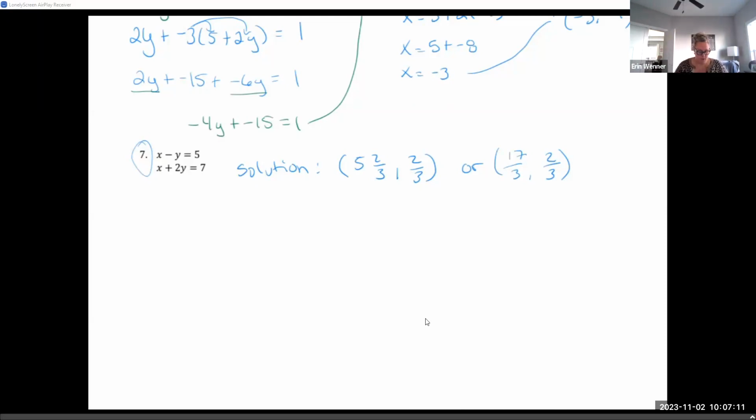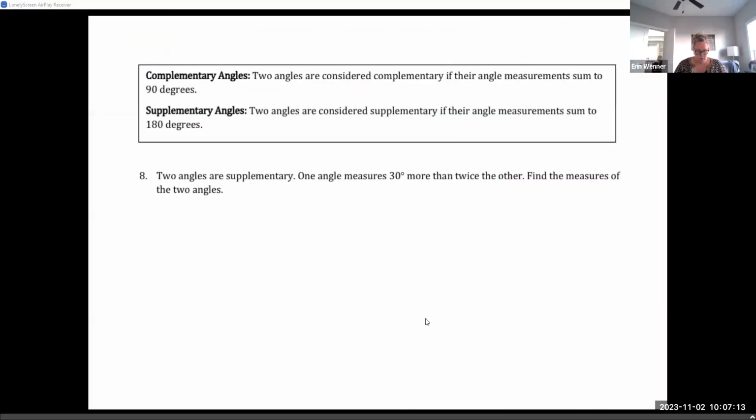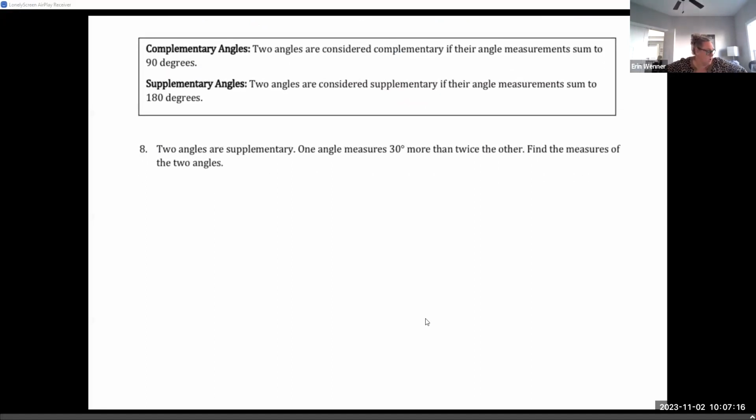Okay. All right. So with your word problems, there are some definitions that you need to know. And one of them has to do with complementary and supplementary angles. And these are relationships among angles. So complementary angles are two angles that, when you add their measures, add to 90 degrees.